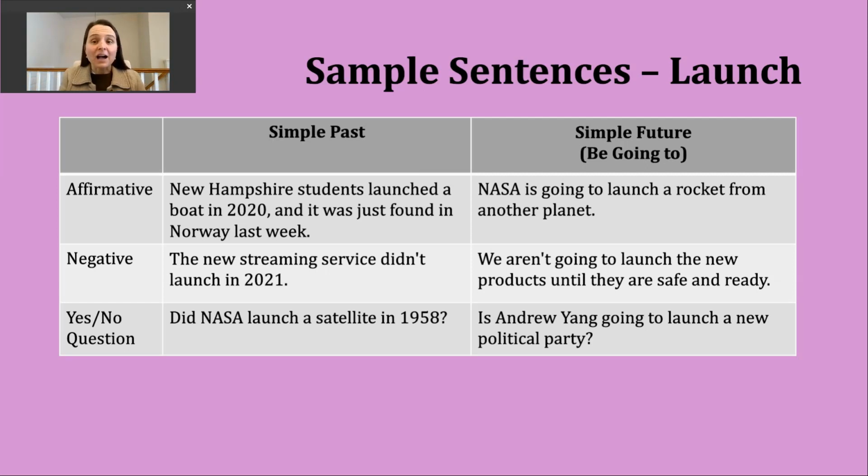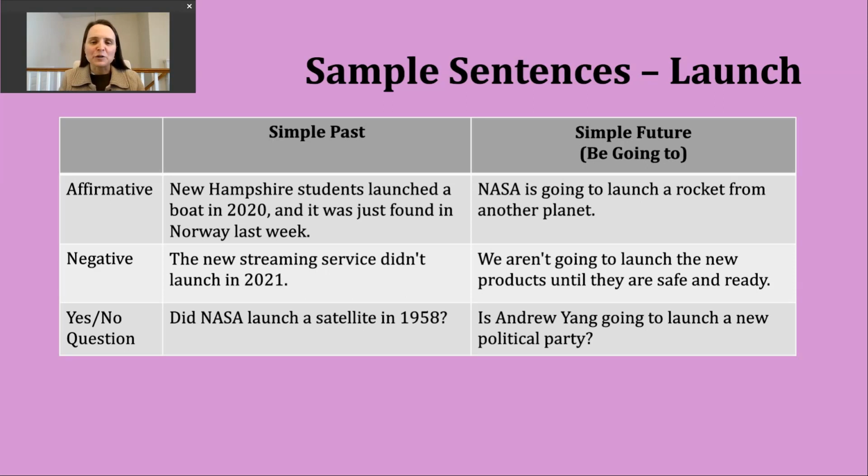Finally, we can make a yes or no question in the simple future using be going to. Again, we'll start with a form of be, whichever form matches our subject, then subject comes next, then going to and our base verb. Here's another example. Is Andrew Yang going to launch a new political party?